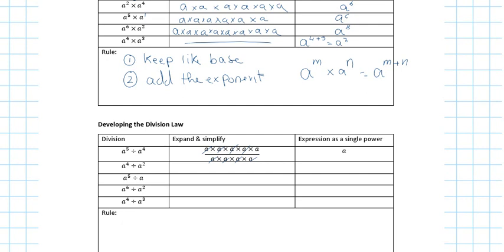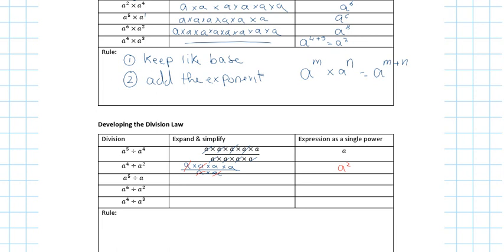Okay? Now, how about the next one? So I have a times a times a times a over a times a. So what do you see here? This cancels. This cancels. I'll be left with a squared. What do you think is happening here? You're subtracting the exponent. Correct.